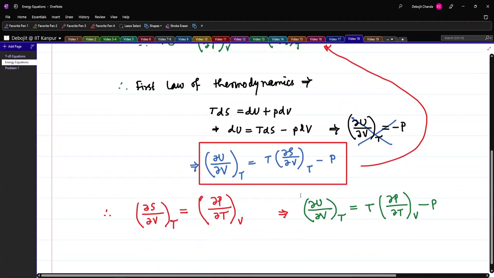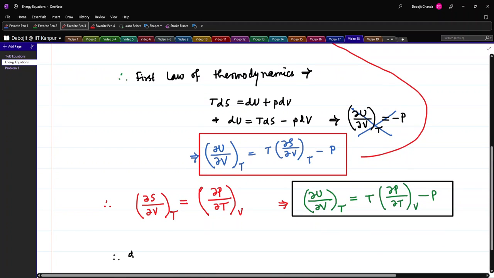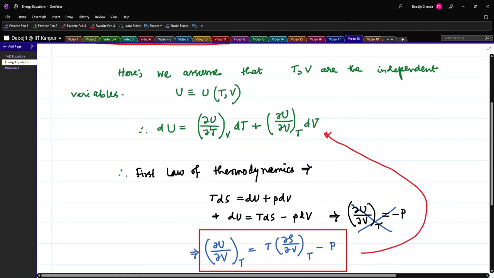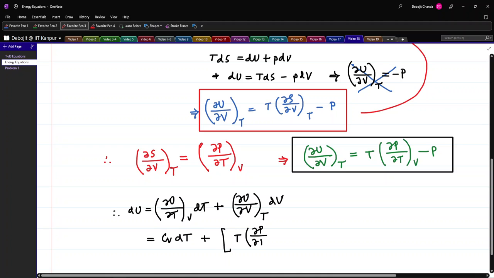So now if you use this form in this equation we'll obtain that du equal to, which was the first term was del u del T at constant v dT, and the second term was del u del v at constant T dv. The first term we can write as Cv dT, we have done this many times, and the second term we can write as T del p del T at constant V minus p times dv. So this is our du.